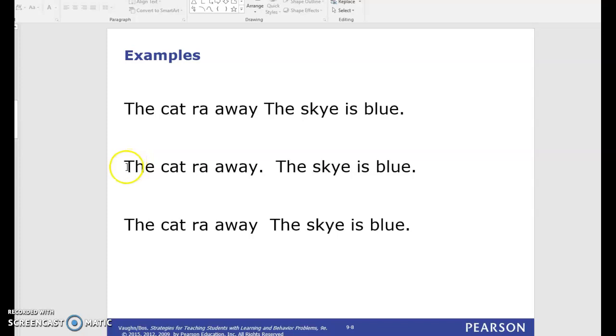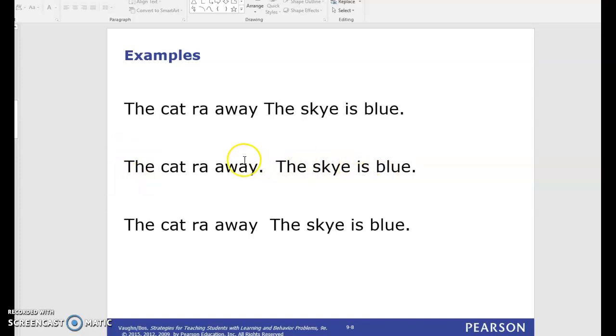Okay, so in this one, I want you to think about, it's the same sentence, right? Is there a capital letter here? And we're going to assume that there was a period right here, or punctuation. So this T, there's a capital letter. The cat, R-A, away, period, space, capital, the sky is blue, period. So think about how you would grade this for correct writing sequences. And remember, correct writing sequences means appropriate spacing, capital letter, punctuation, and the words are spelled correctly.